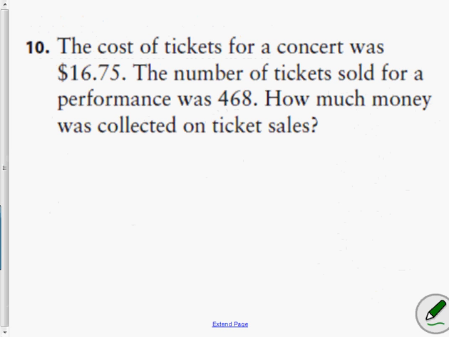Question 10. The cost of tickets for a concert was $16.75, and the number of tickets sold for a performance was 468 tickets. How much money was collected on ticket sales? So the first thing I'm going to do is estimate. $16.75 is going to be $20. It's real easy to work with 20 bucks. And 468 is going to become 500.